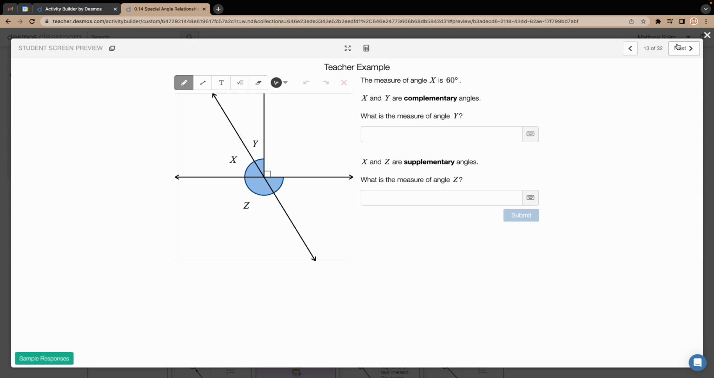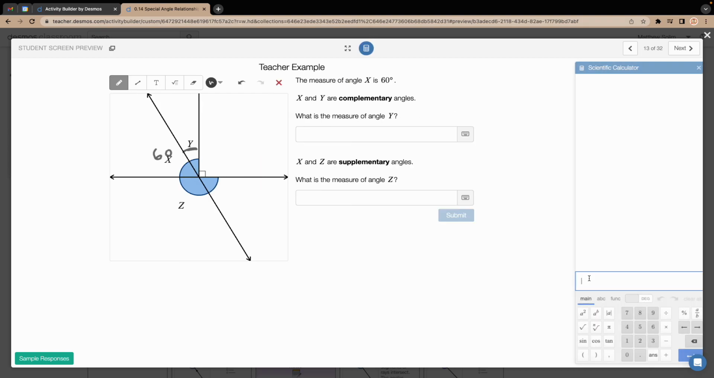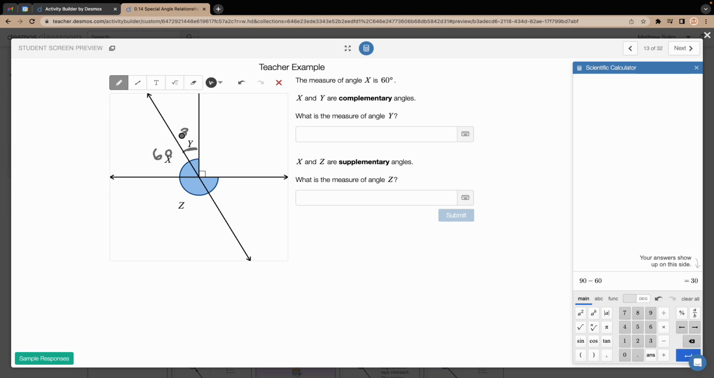So here's an example. I'm going to have to find x, y, and z here. So x and y are complementary angles. That means they have to add up to 90 degrees. So x plus y has to add up to 90 here. What is the measure of angle y? Well, the measure of angle x is 60 degrees. That's the important piece of info. So if this angle is 60 degrees, what else would I need to get to 90? You could use a calculator, but I bet you could do this in your head. 90 minus 60. This one has to be 30 degrees.